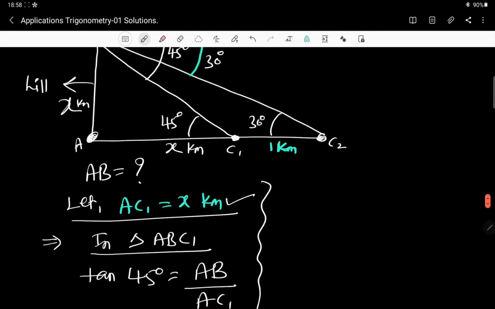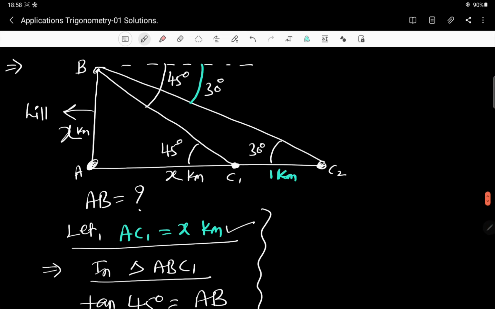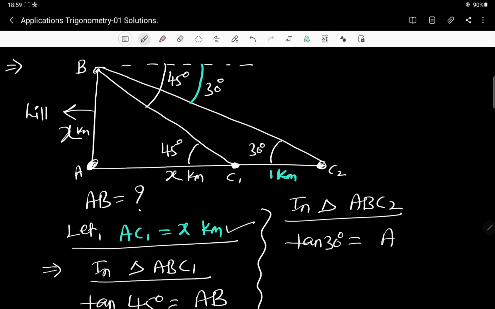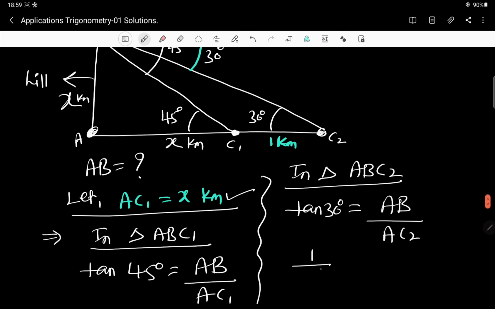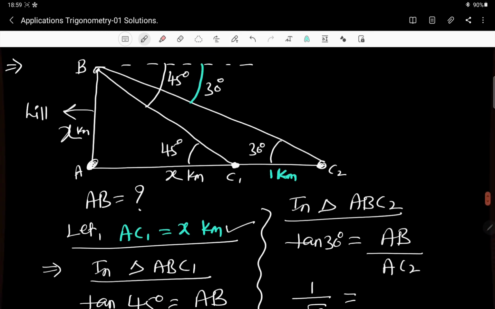Then afterwards, can you see one more triangle? Which triangle? Triangle ABC2, the big triangle ABC2. Look at this triangle ABC2. In this triangle, if you apply tan 30 degree, what is the value of tan 30 degree? Tell me. It is going to be AB, the opposite side, divided by the adjacent side, AC2. Correct? And tan 30 degree is 1 by root 3. No doubt in that.